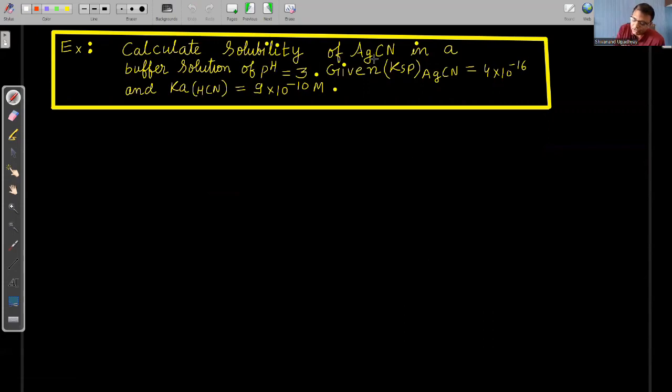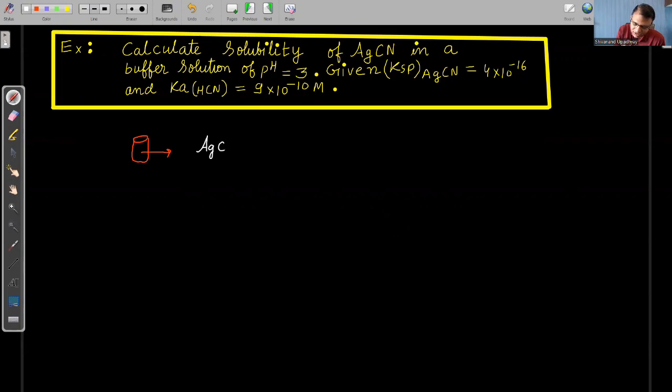Calculate the solubility of AgCN in a buffer solution of pH 3. So there is a buffer solution whose pH is 3, and the Ksp of AgCN is given, meaning we have a saturated solution. The Ksp of AgCN is 4 into 10 to the power minus 16, and the dissociation constant of the acid is very small, meaning CN minus is an anion of a weak acid. So the effect of pH on solubility: in this solution we have a saturated solution of AgCN.